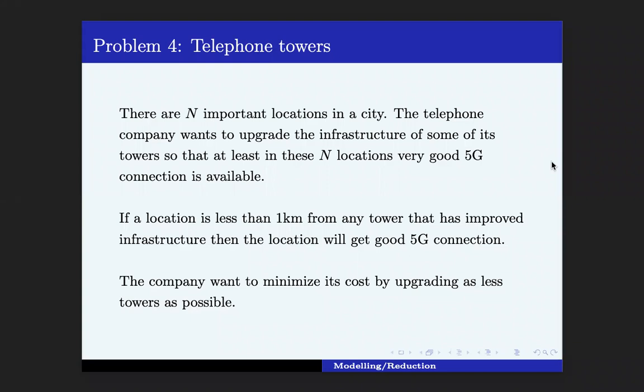So the idea is that if I can put a tower within 1 kilometer of another place, then the 5G connection will be well maintained. Now, of course, the company wants to minimize the cost of upgrading these towers. They want to spend less so that the maximum number of important places are covered. How do you solve it? What is the minimum amount of money the company has to spend?